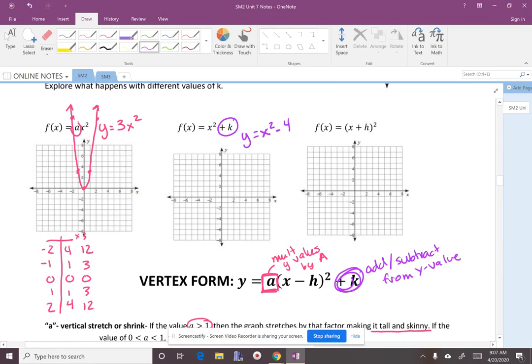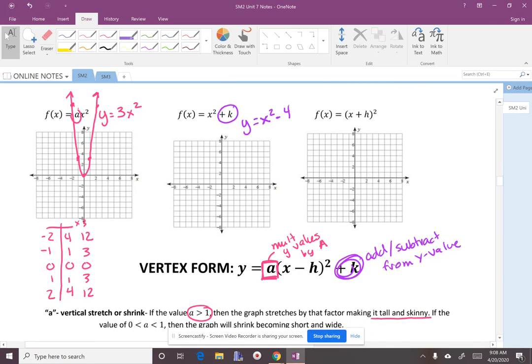Okay, so we're going to subtract 4 because this says to move down 4. So if we look at my original points, I'm going to write them right here because I'm kind of tight on space. It's -2, -1, 0, 1, 2, and then it's 4, 1, 0, 1, 4. I'm going to subtract 4 from each of my points.